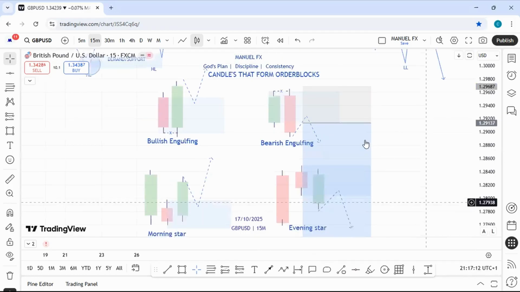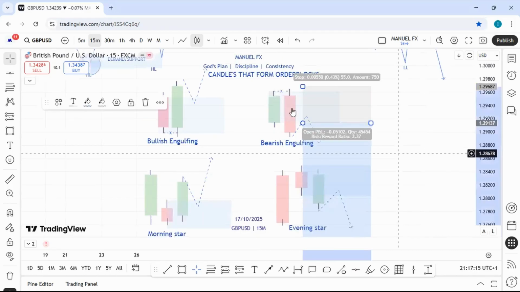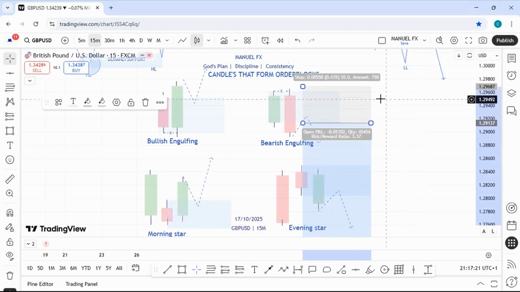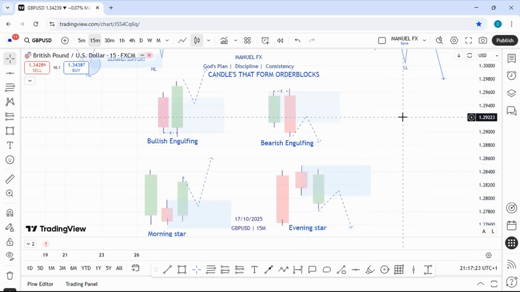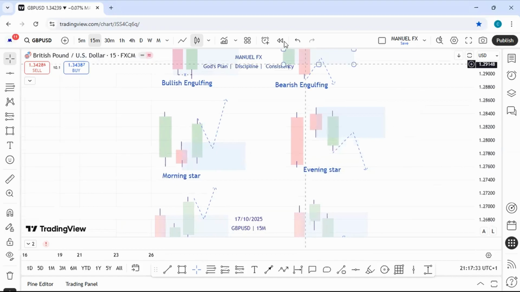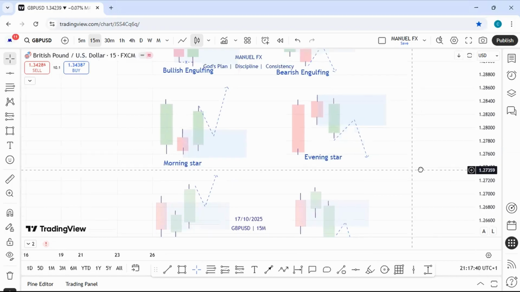This is what I want to look for as the candle formation for my POIs. So once you see this thing, take it. It is a very, very short layout. Now the next one is the morning and evening star candle.